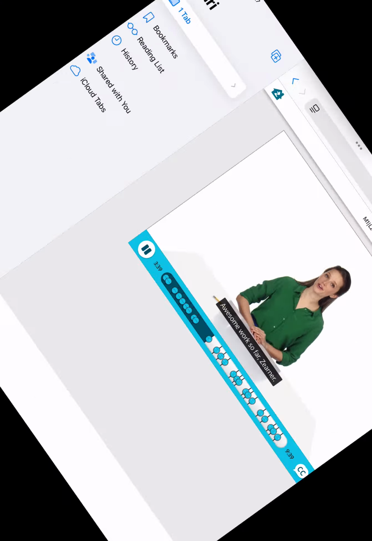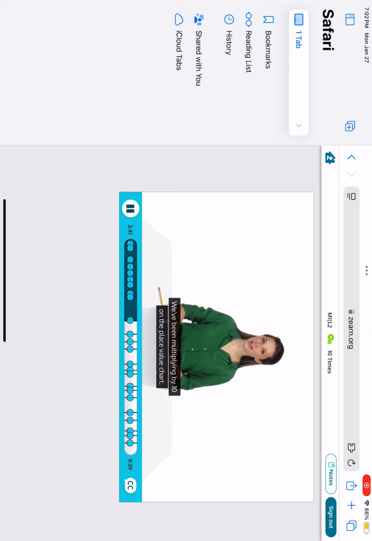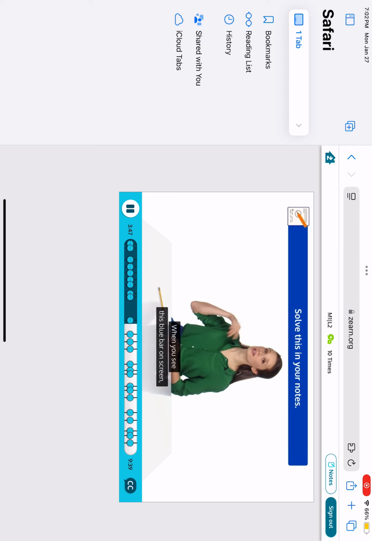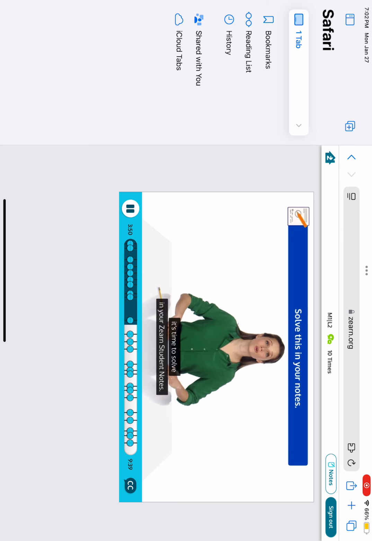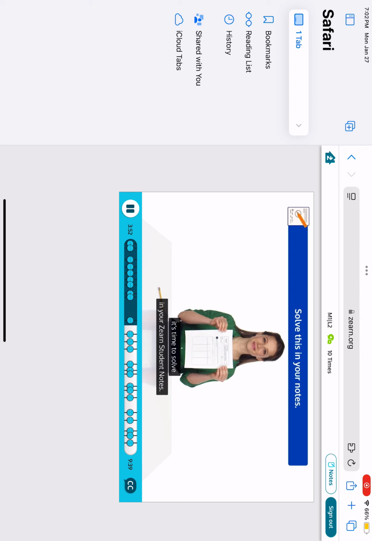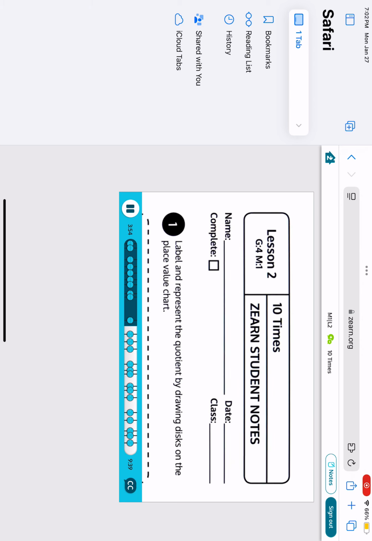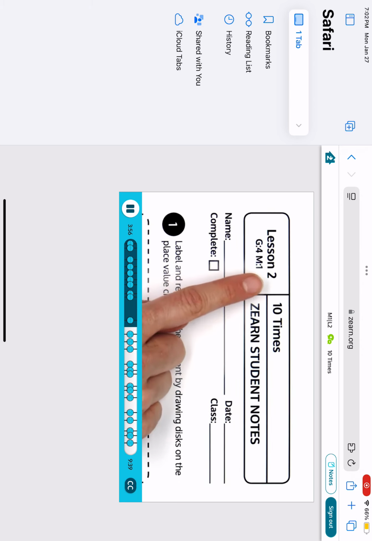Awesome work so far, Zerner. We've been multiplying by 10 on the place value chart. Now let's try dividing by 10. When you see this blue bar on screen, it's time to solve in your Zern student notes. Today, we're working on Mission 1, Lesson 2.